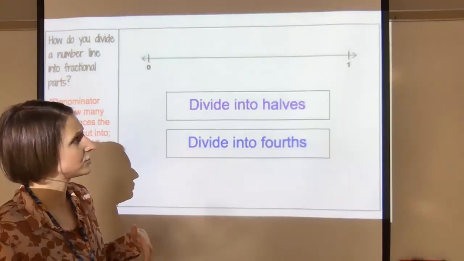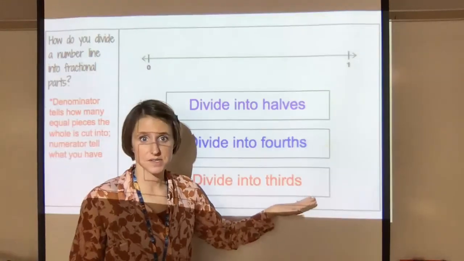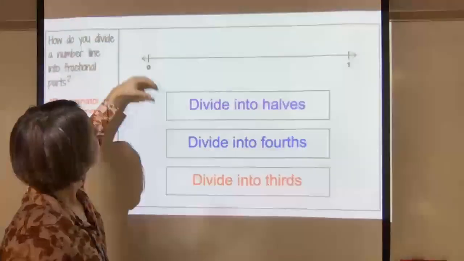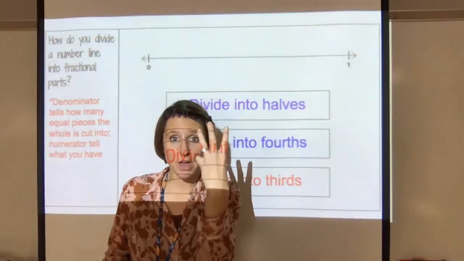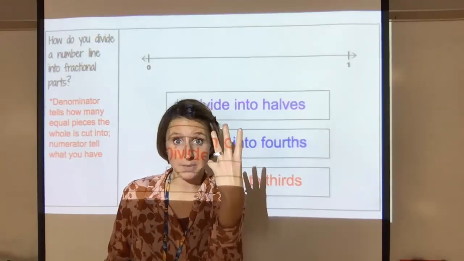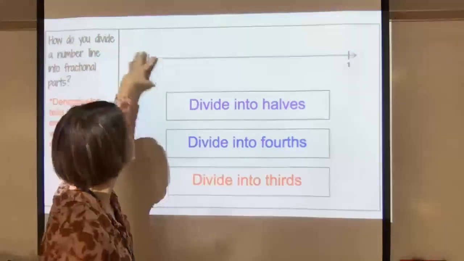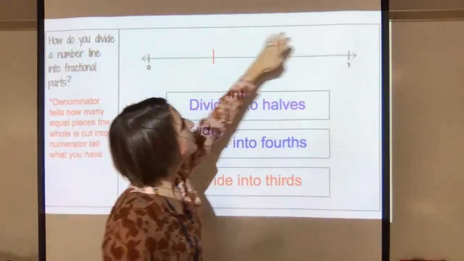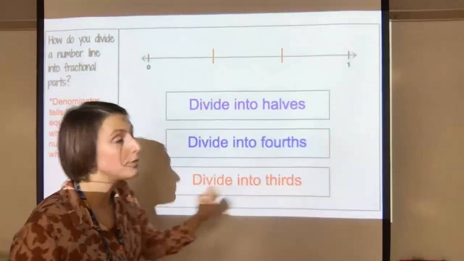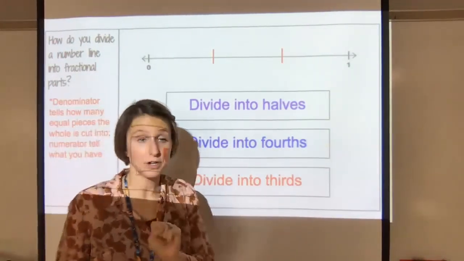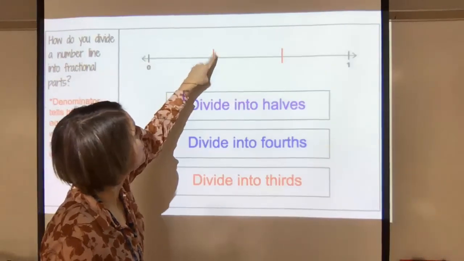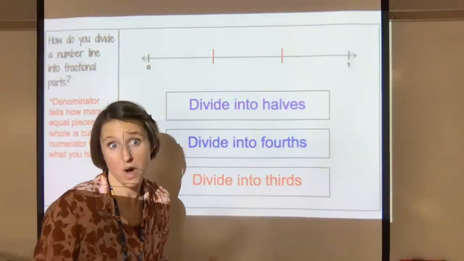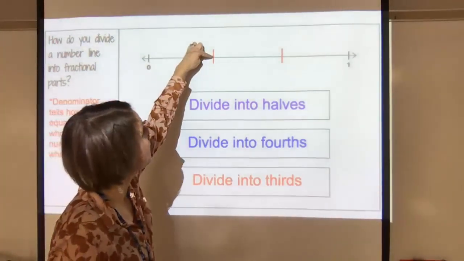Another benchmark fraction is thirds. So let's divide a number line up into thirds. Here's our number line. Thirds is telling me I want 3 equal pieces. So the denominator of my rational number is a 3. So I need to cut this whole up into 3 equal pieces. 1, 2, 3. There I have 3 equal pieces. So if I had to plot 2/3, here would be my 1/3, here would be my 2/3. If I had to locate 1/3, well, here would be my 1/3.